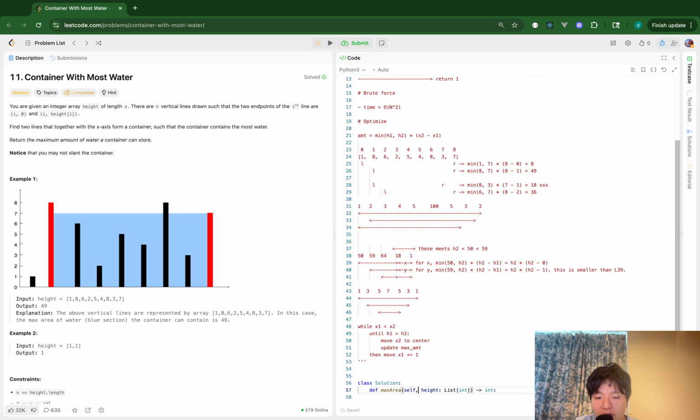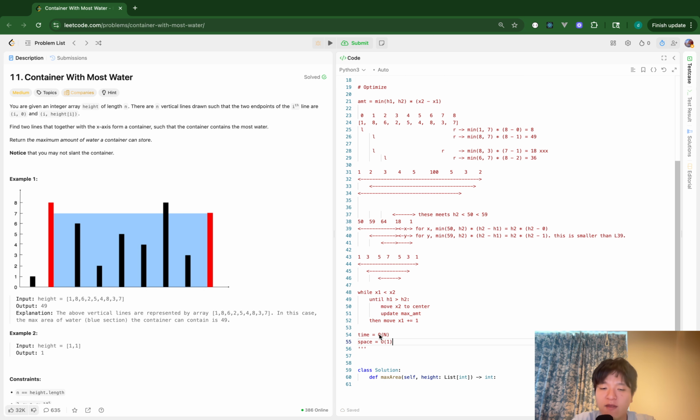So let me implement the code. Oh, by the way, the time complexity should be now O of n, because I move x1 and x2 until they meet together in line 48. So I don't have to check every combination of x1 and x2. This takes time complexity O of n. And for space complexity, it should be constant because I don't use any non-constant data structure in my solution. Okay, so let me get started with implementation.